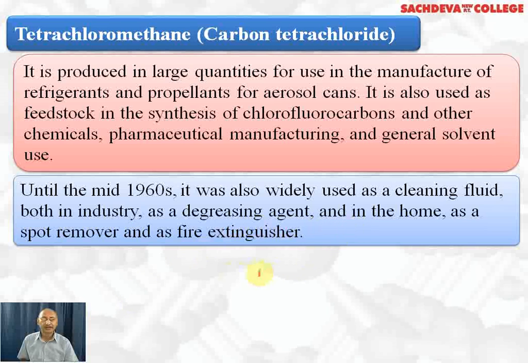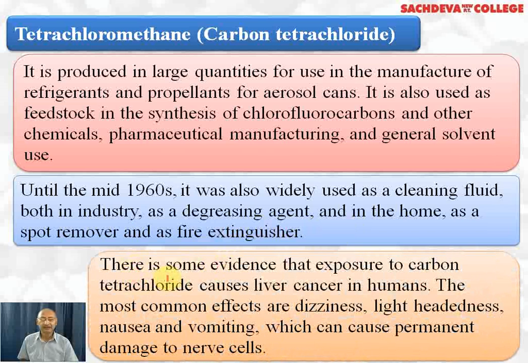both in industry as a degreasing agent and in the home as a spot remover and as a fire extinguisher. But nowadays it has been banned because there is some evidence that exposure to carbon tetrachloride causes liver cancer in humans. The most common effects are dizziness, lightheadedness, nausea, and vomiting, which can cause permanent damage to the nerve cell. It has also been found to give phosgene gas, and that is why it has been banned.